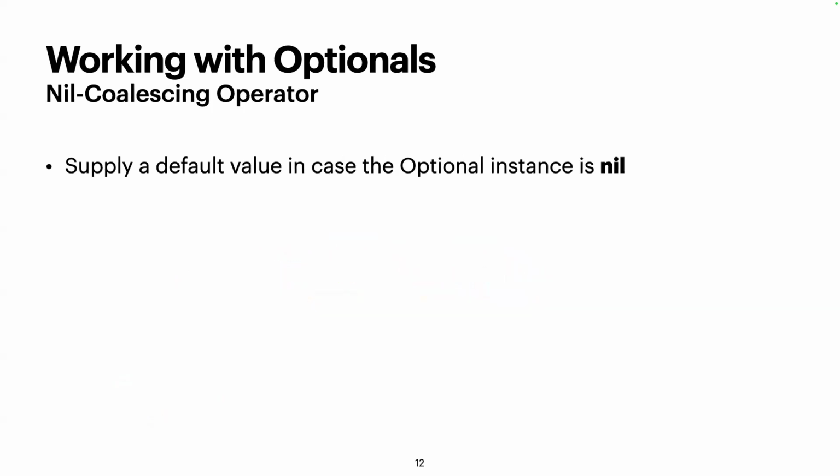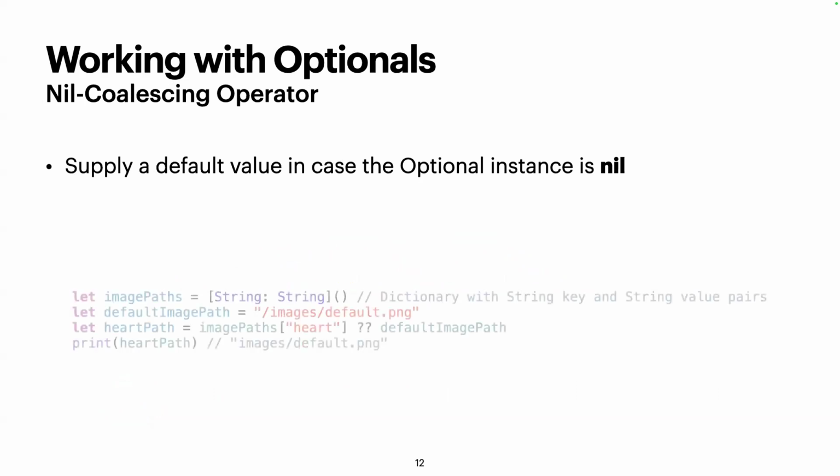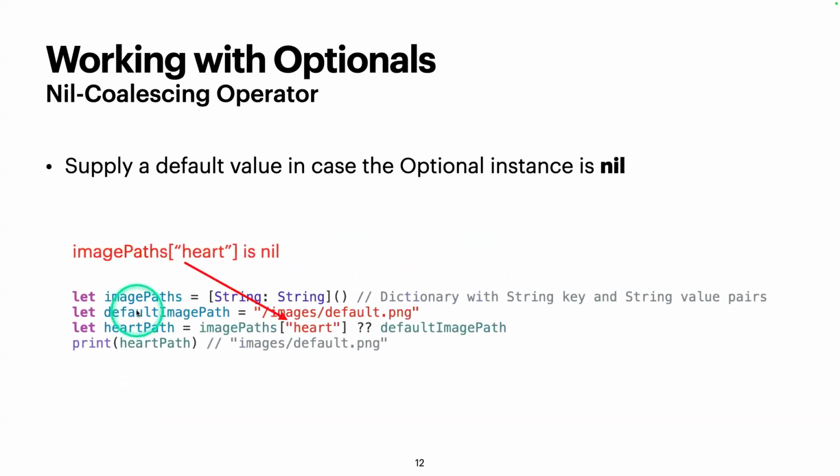Okay. The next way of working with optionals is something called a nil coalescing operator. What this operator does is apply a default value in case the optional instance is nil. For example, here we have a dictionary, and this is how you declare a dictionary in Swift. The key is of type string, and its value is type string. And this is an empty dictionary. And we have this string called default image path.